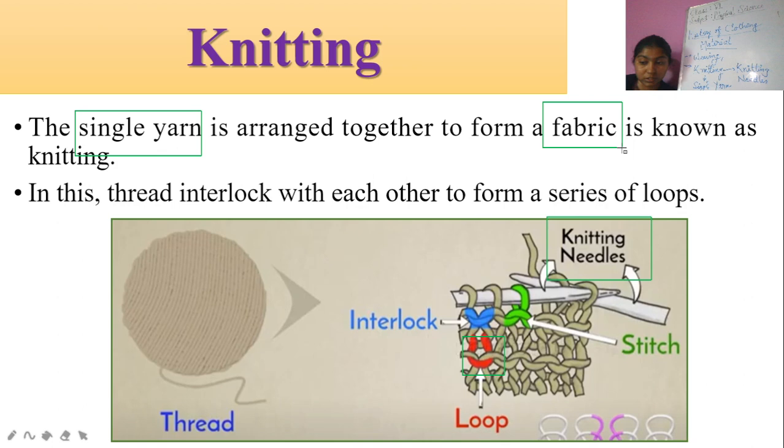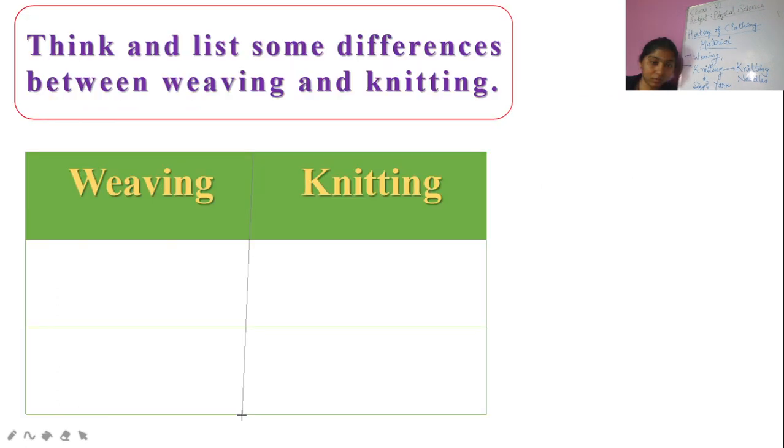Now students, you have to think and list some differences between what we discussed in today's class, that is weaving and knitting, right? What are some differences you find in these two processes, weaving and knitting? So please write it down in the comment box. Let me make a line for you. So students, you can write down your answer in the comment box.